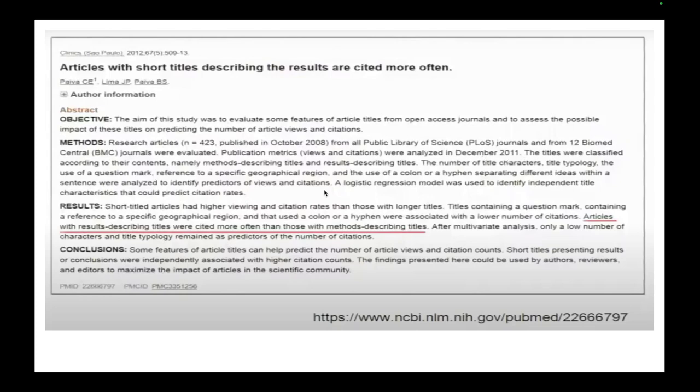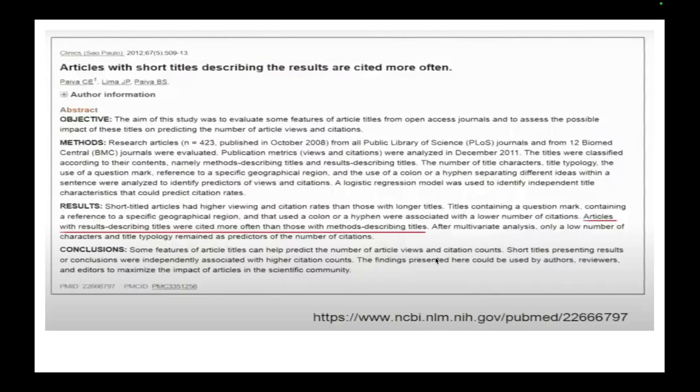On the basis of all these articles that were published in some journals, they analyzed the titles of all these 423 articles, and they came to the conclusion that articles with titles describing results were cited more often than those with titles describing methods.